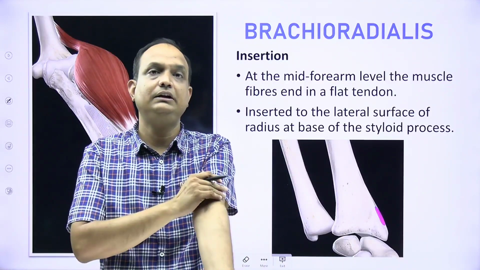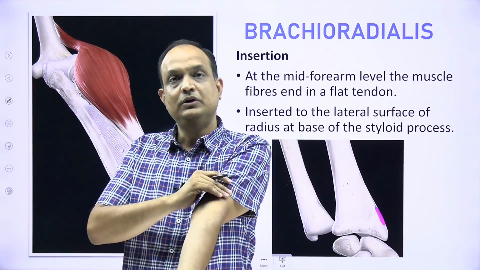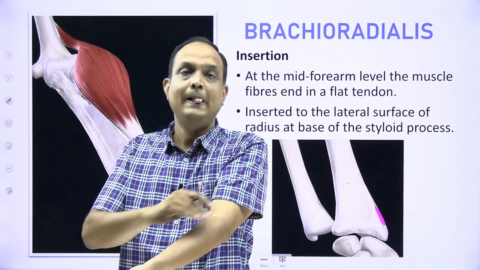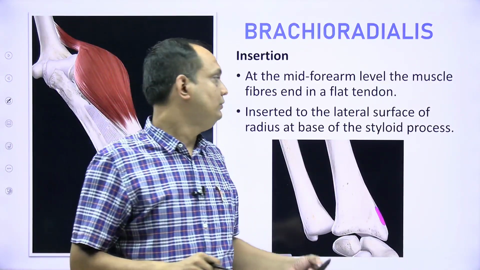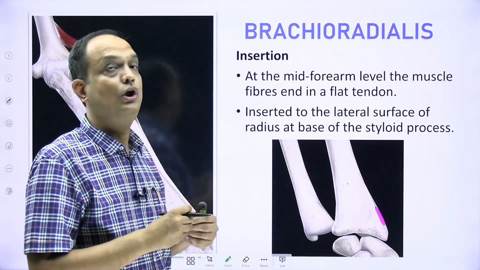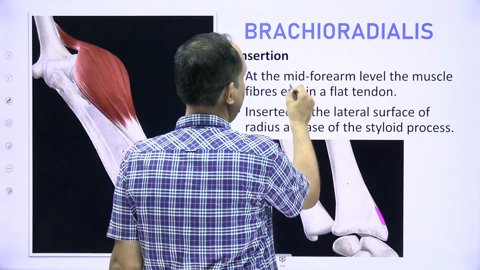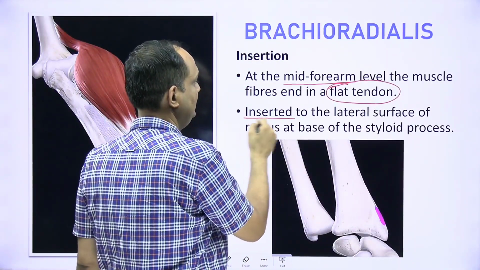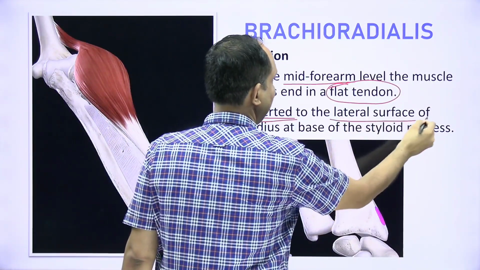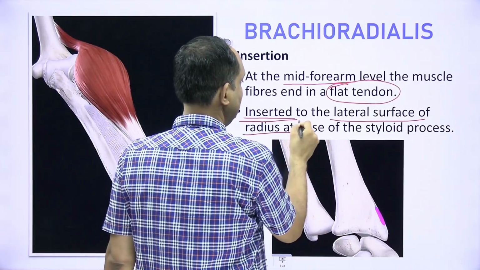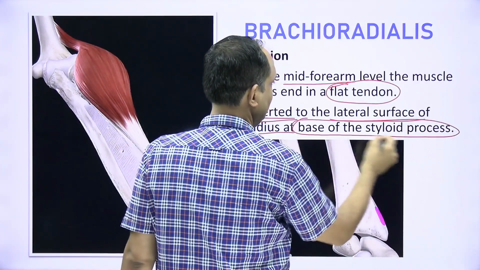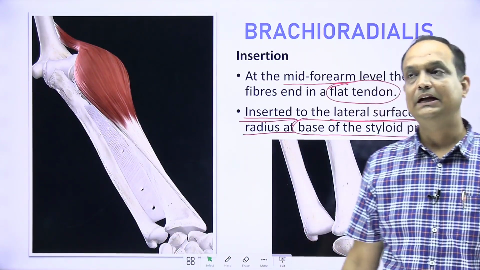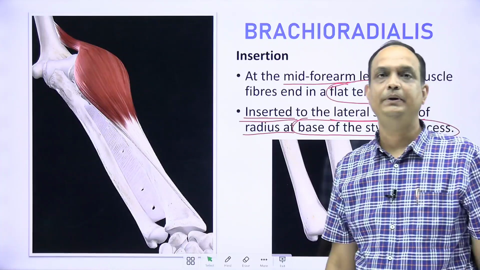Now what is the insertion of brachioradialis? After taking origin, it first crosses the elbow joint and then runs downward. You will realize that it has a long flat tendon. In the mid forearm, it converts into a flat tendon, and this flat tendon ultimately inserts on the lateral surface of the radius at the base of the styloid process. This is a very commonly asked question in your exam: where is the insertion of brachioradialis?